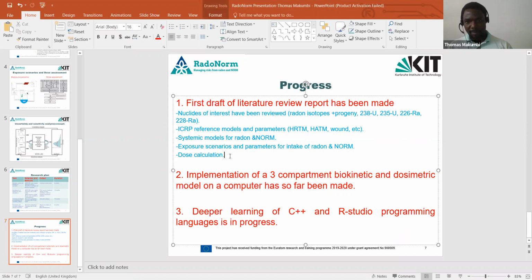I've also been able to implement the simplest of models, that is a 3-compartment model. And currently, I'm also learning more of programming in C++ and RStudio. So far that's my progress. I've worked on this project for 3 months now. That's all I had to share with you.